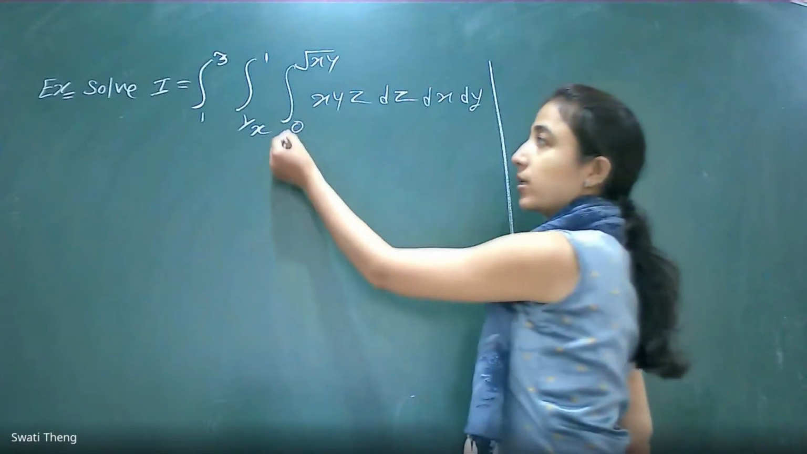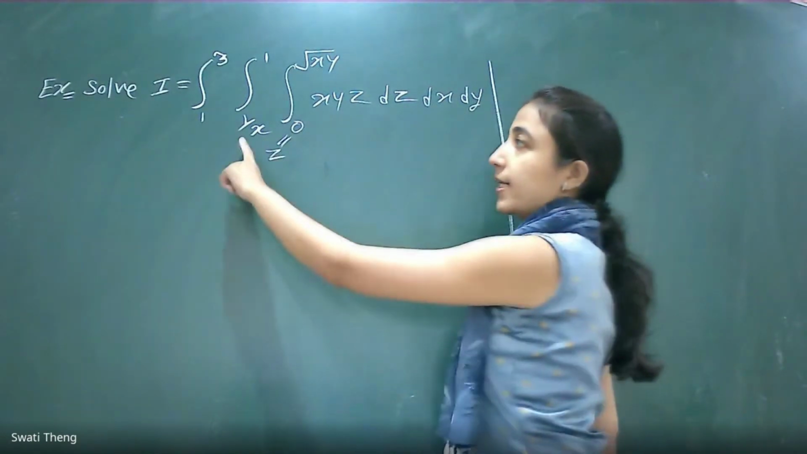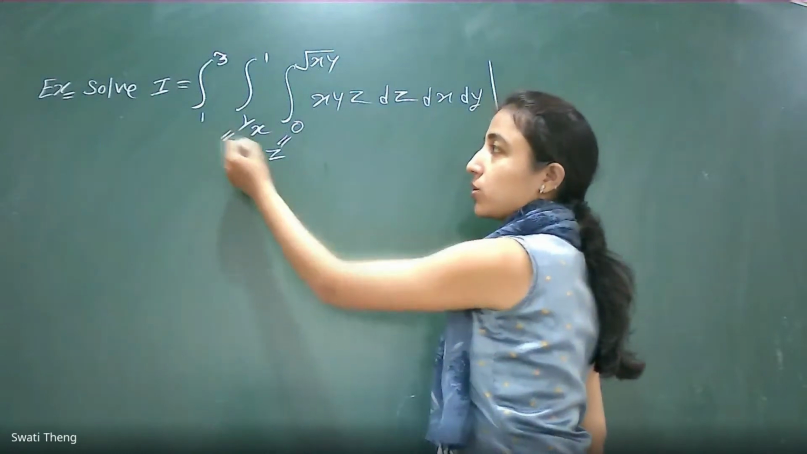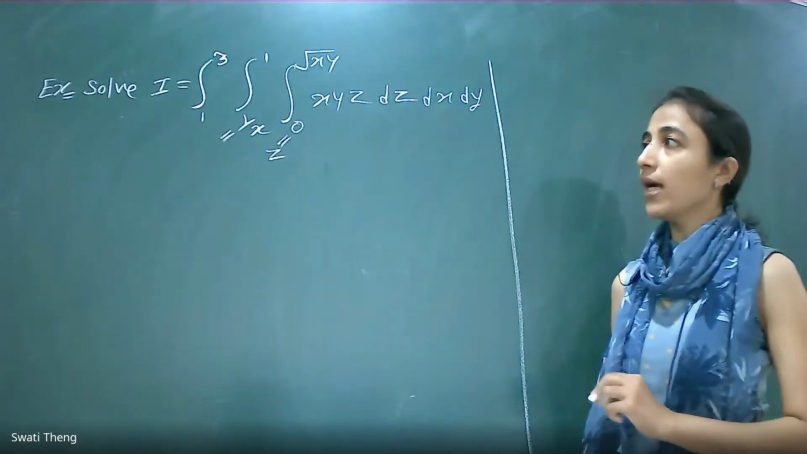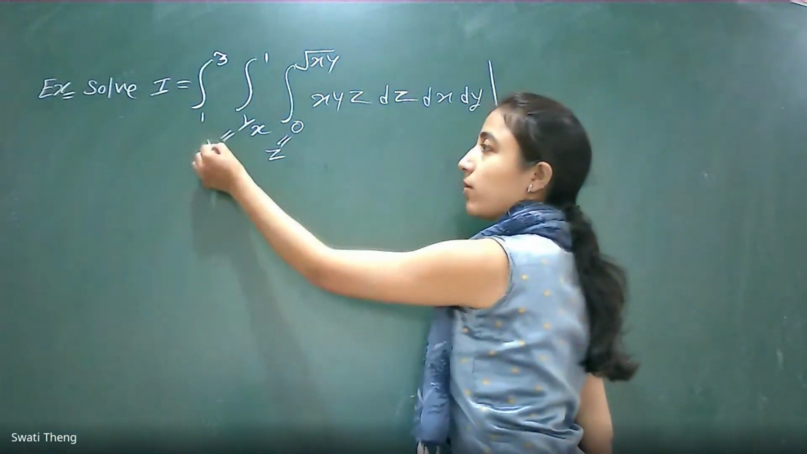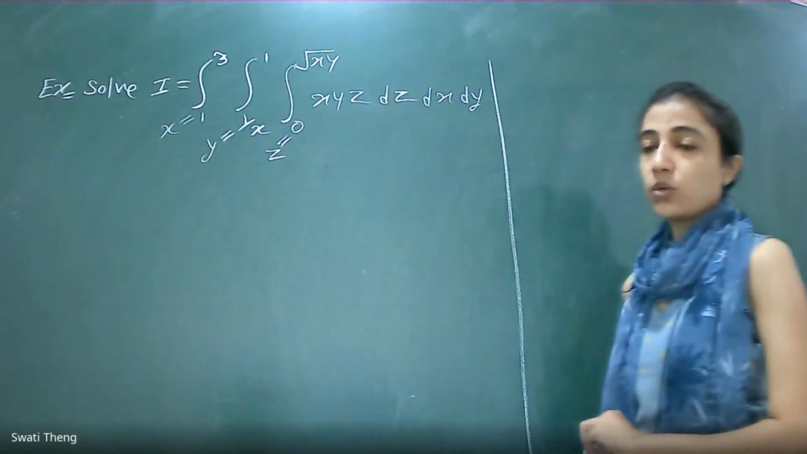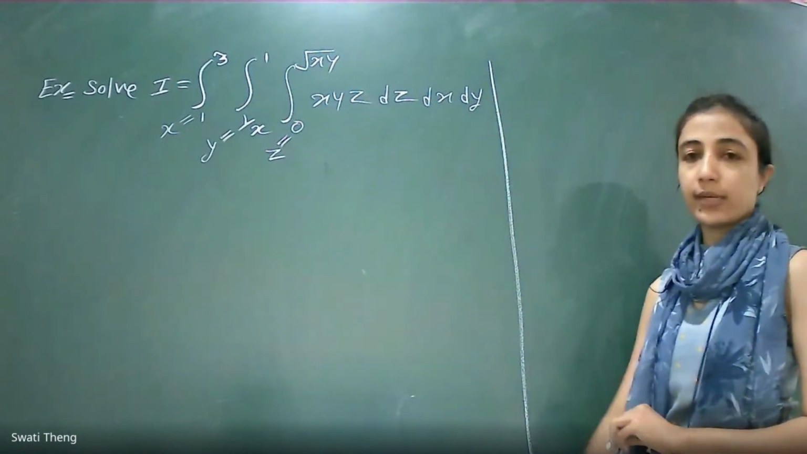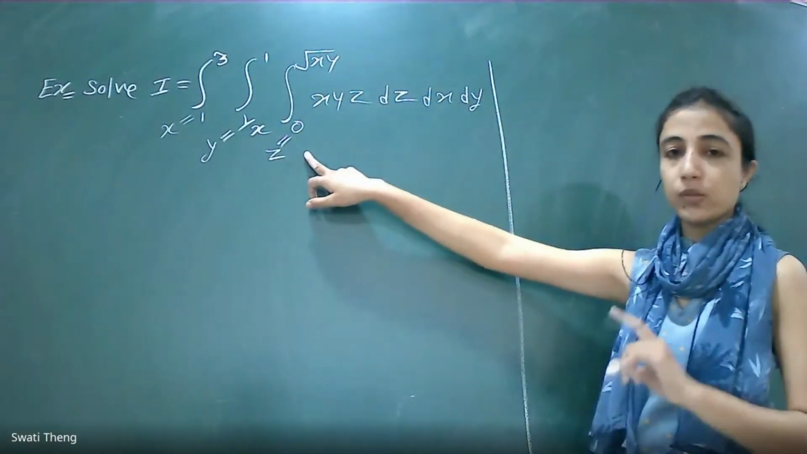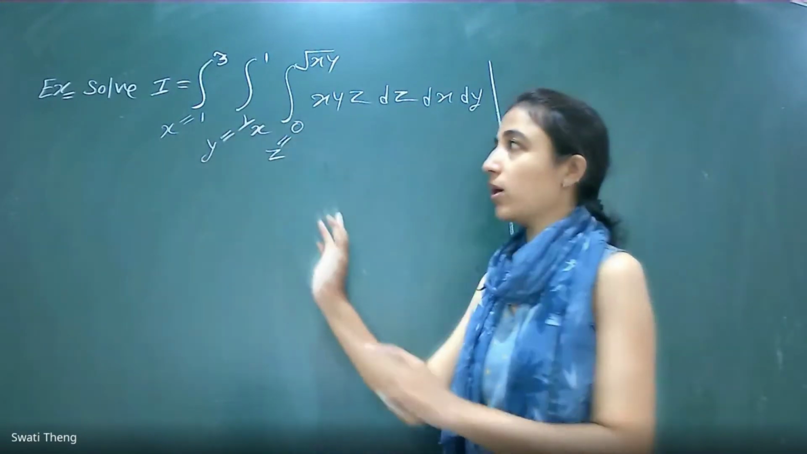So obviously this limit is for z. And here it contains variable x. So this limit is maybe for y or z. But z is already written, so that means this limit is for y and the last constant limit is for x. So one by one we have to integrate this integral. The one with two variables we integrate first, then the single variable, and last is the constant.